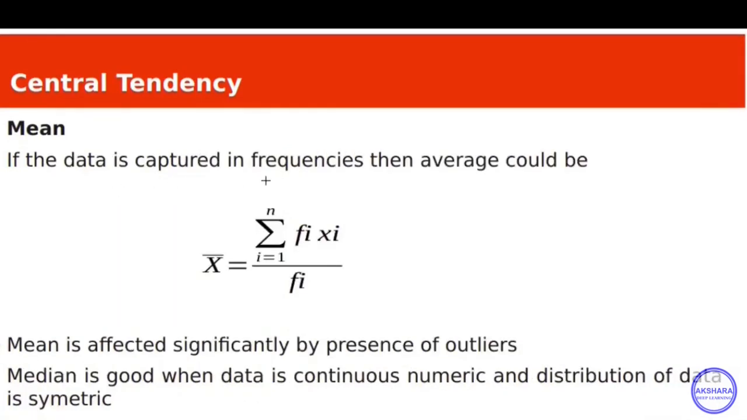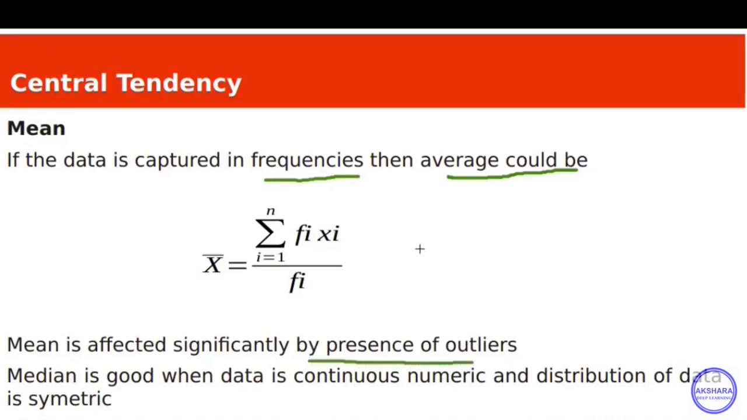If data is captured in frequencies, then the average could be expressed like this: x bar equals summation from 1 to n of the frequency of each item multiplied by its value, divided by the summation of all frequencies. Mean is affected significantly by the presence of outliers.